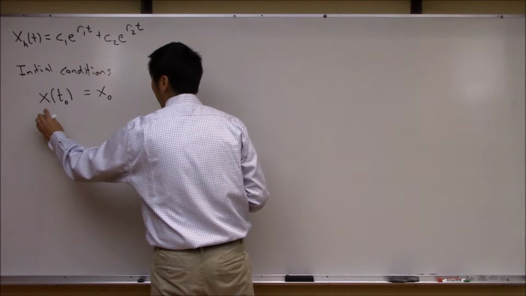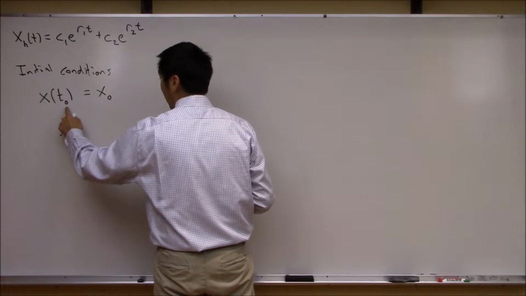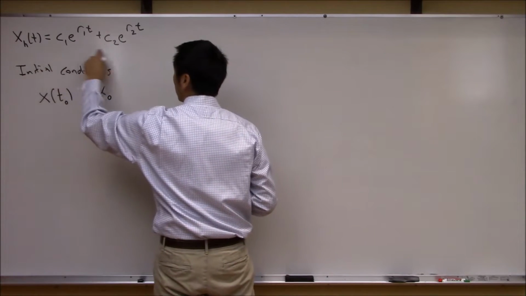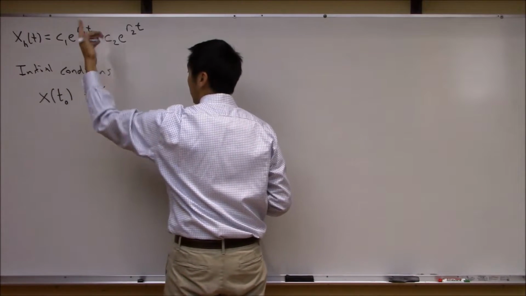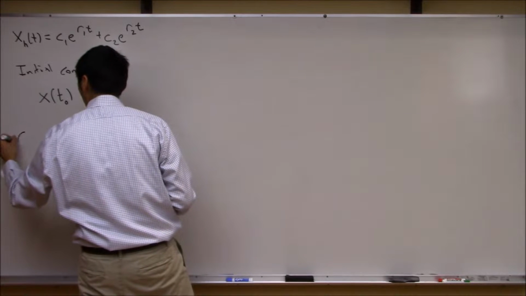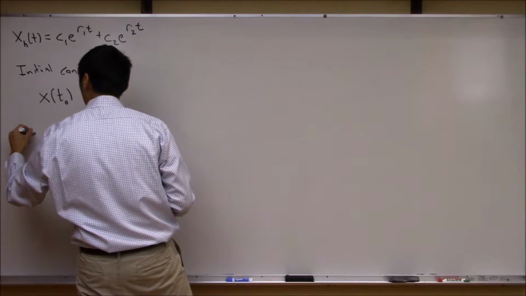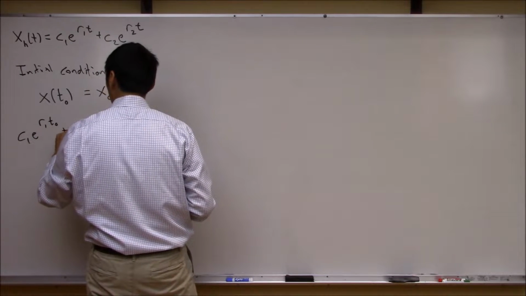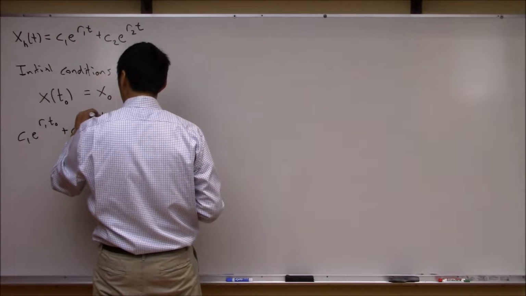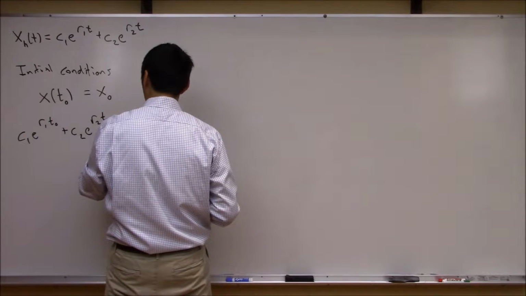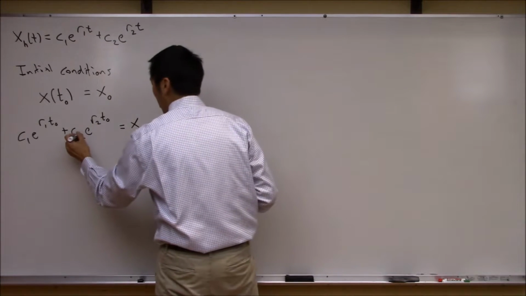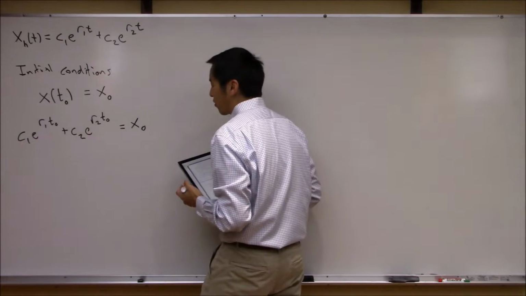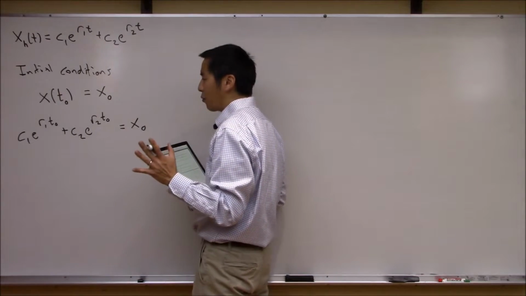All right, so in order for this to be true, what is the left side? The left-hand side is the function evaluated at time t0. So let's take our solution here and evaluate it at time t0. This is pretty easy. We end up with c1 e to the r1 t0, plus c2 e to the r2 t0, had better equal x0.